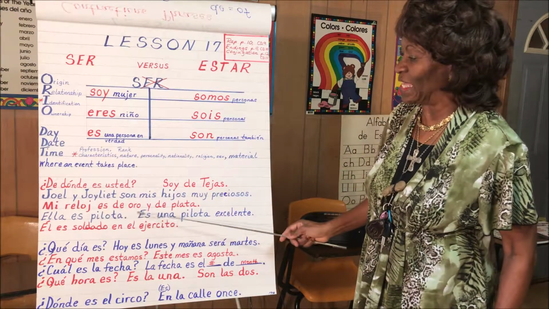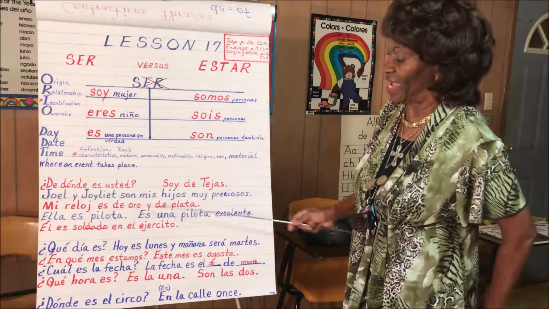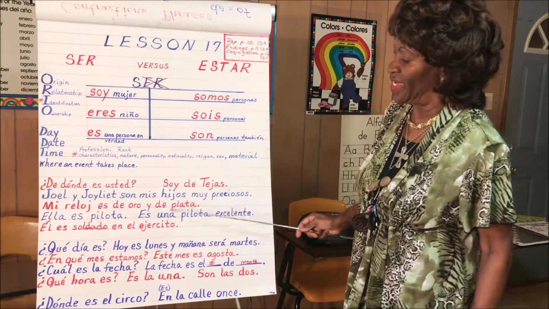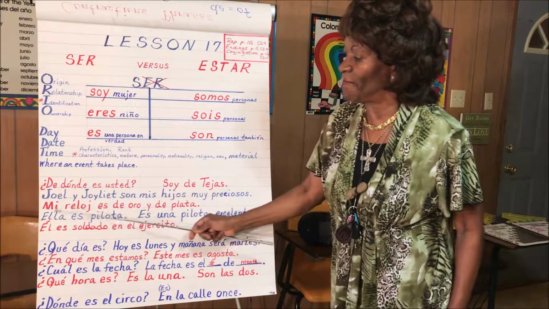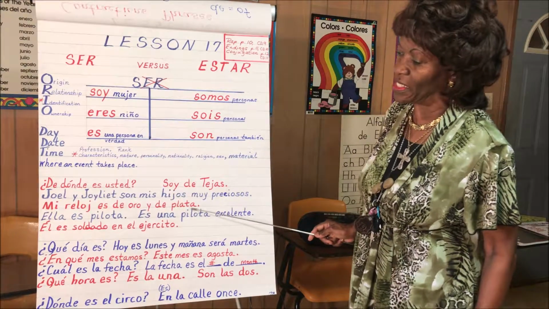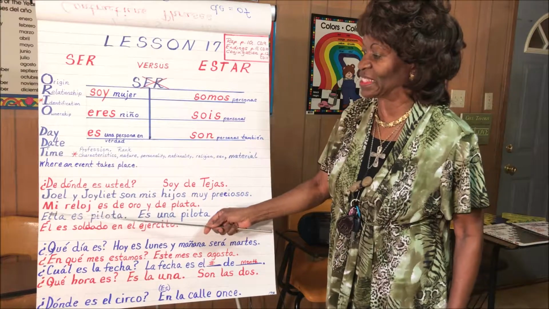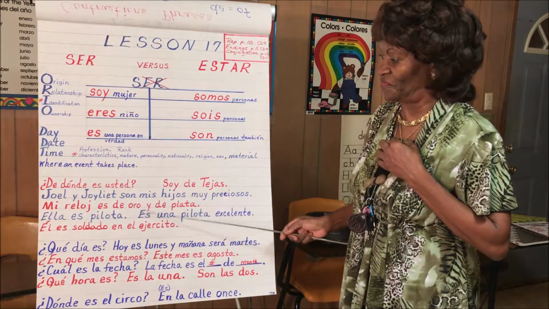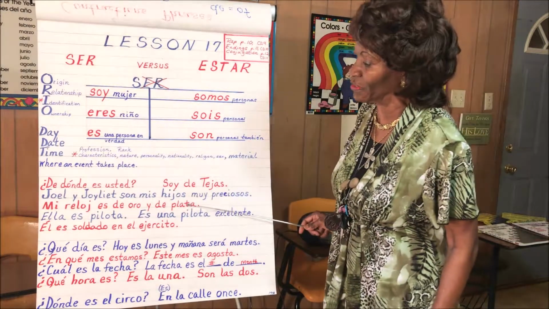Mi reloj es de oro y de plata. I identified it. What is it like? What it is from. Okay, it is made of gold and silver. My watch is of gold and of silver. That's also ownership. I identified it, but it's also ownership because I said mi reloj, my watch. Okay, and I identified that it was made of gold and silver.